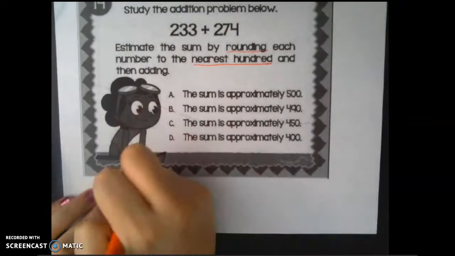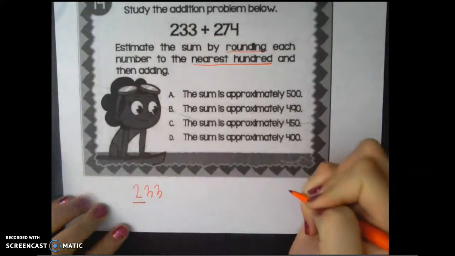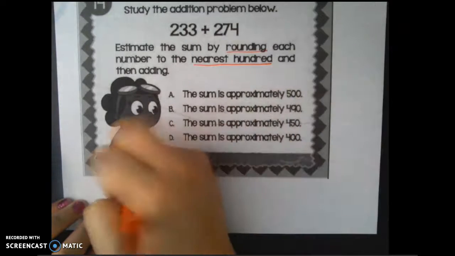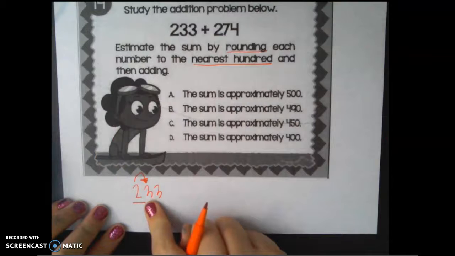So 233. I'm going to underline my hundreds place because that is where I'm rounding to. And I'm going to look at my tens place. 4 or less, let it rest. 5 or more, up the score. This 3 tells us to let it rest.